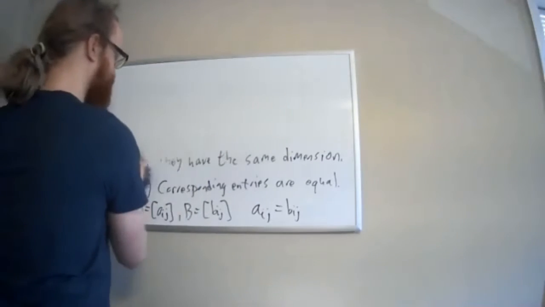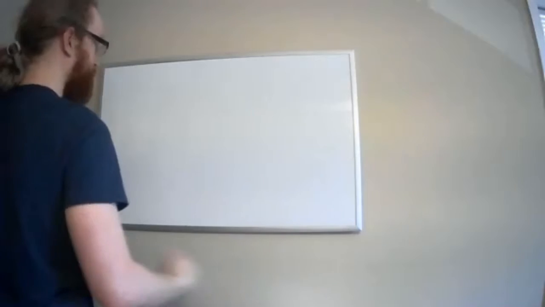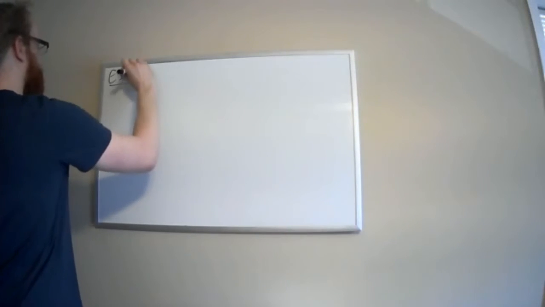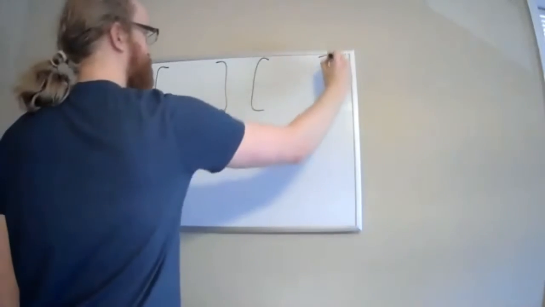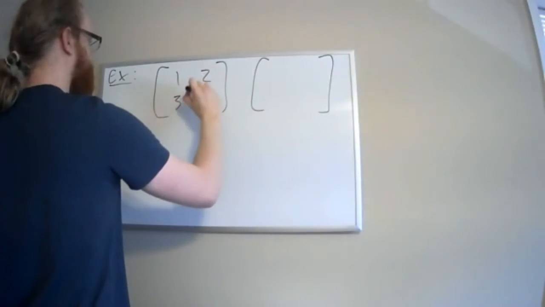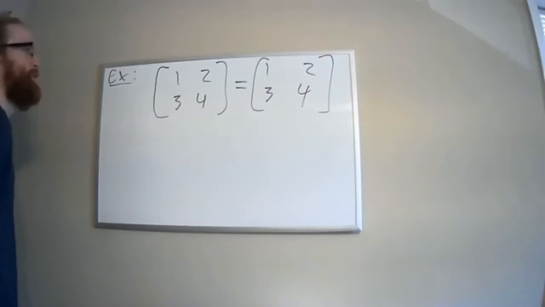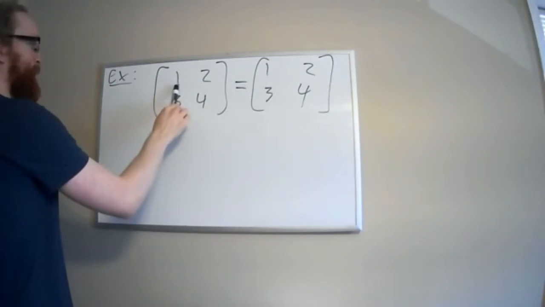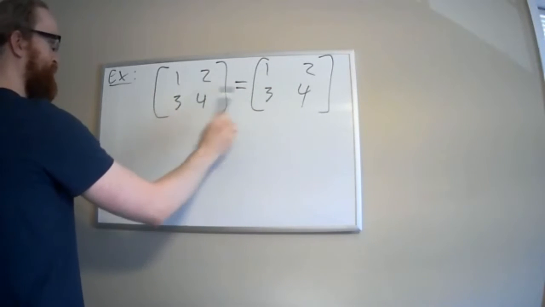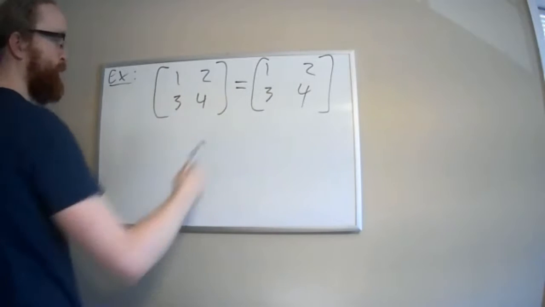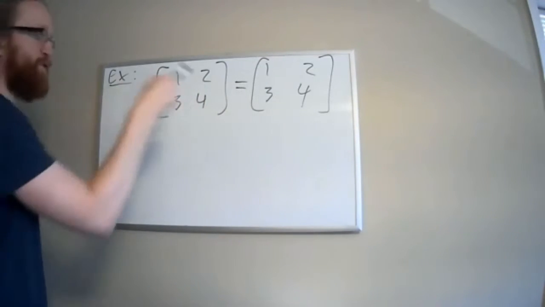Although writing an example of something that is equal seems silly here. Let's see some examples. So this is going to be kind of dumb here, but these are the same, right? This entry equals this entry, this entry equals this entry, this entry equals this one, and this one equals this one. And of course, these two matrices are the same size. They both have 2 rows and 2 columns. So these are the same.